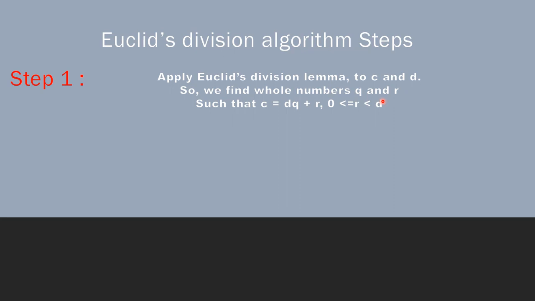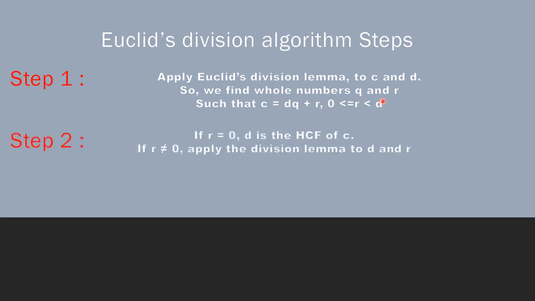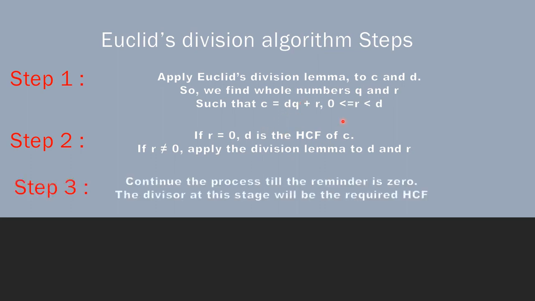Next, we already know what we have to do: check r and proceed. If r equals 0, then d is the HCF of c and d. If r is not equal to 0, then you have to apply the division lemma again to d and r. Continue the process until the remainder is 0. The divisor at this stage will be the required HCF. So HCF of c and d and HCF of d and r will be equal.